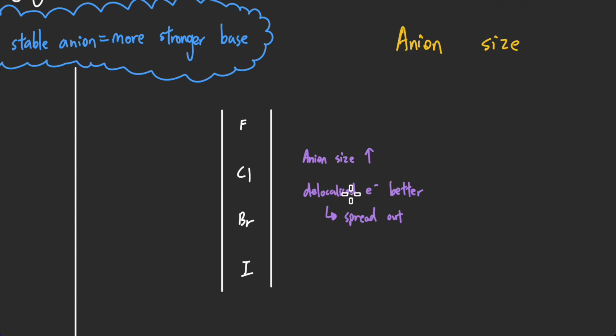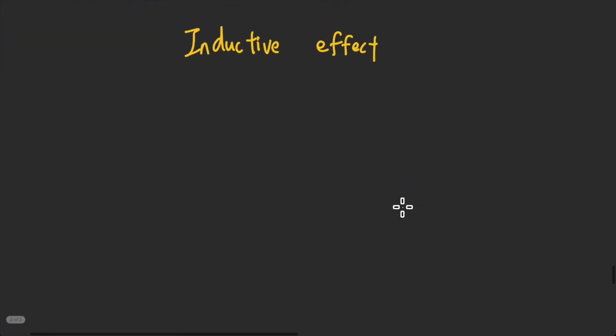So if we compare the anion I negative and fluorine, we can say that the iodide ion is more stable than the fluoride ion, and this is actually different from the concept of electronegativity. If we look through the electronegativity, then we are looking at the period, but if we want to figure out the relationship of the anion size and the stability of the base, then we have to look through the column.